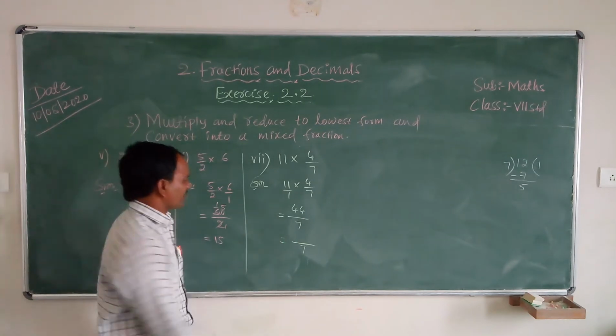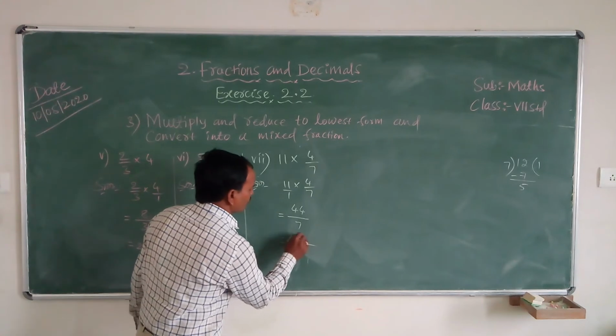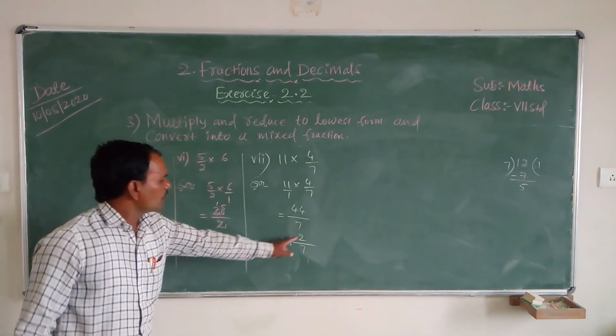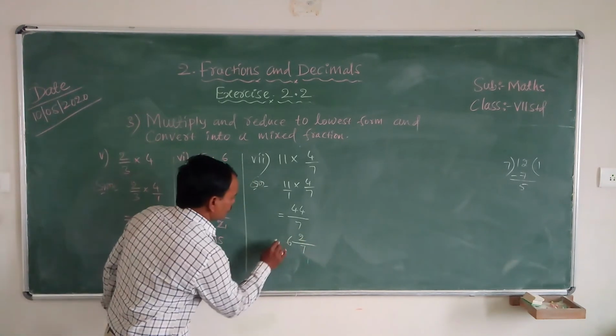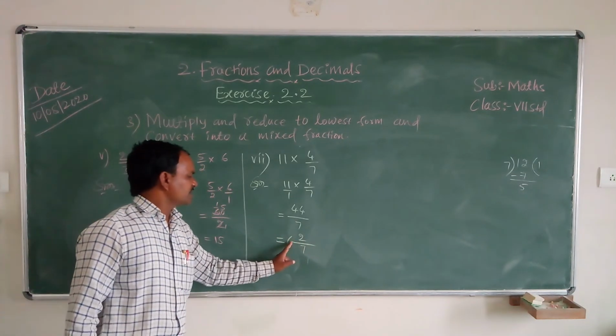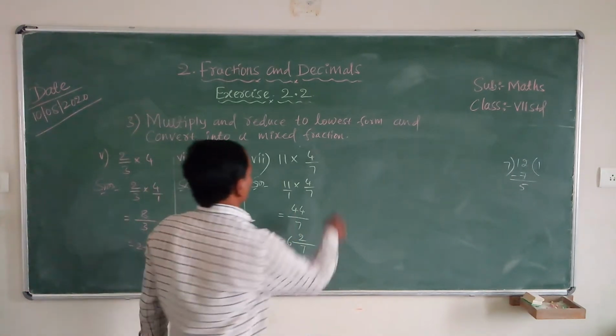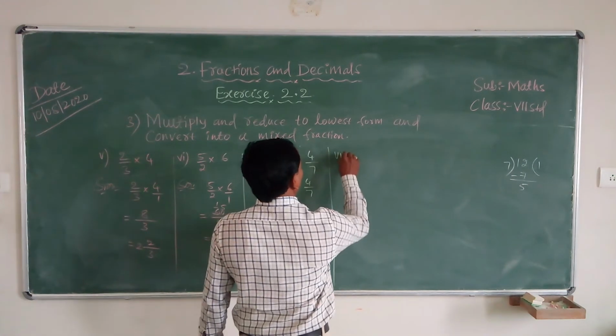7 6s are 42. 42 plus 2 is 44. 6 whole 2 by 7. 6 whole 2 by 7, 6 7s are 42, 42 plus 2 is 44. So like this how we do it. So 8th one.